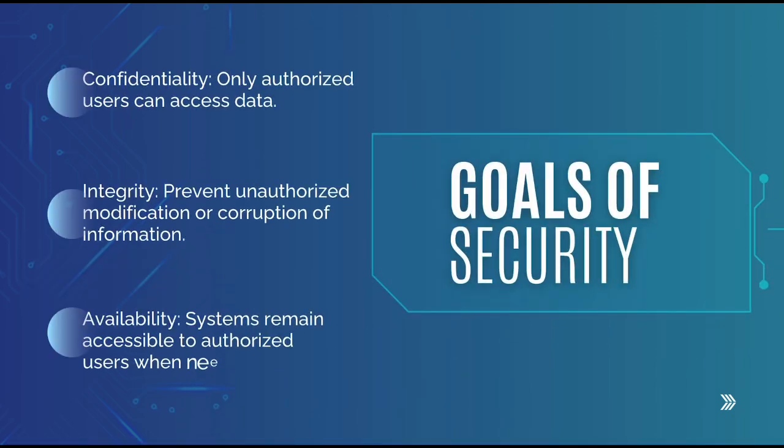When we talk about OS security, we focus on three primary goals known as the CIA triad. Confidentiality ensures that only authorized individuals can access data. Integrity means that the information remains accurate and unaltered unless authorized. Availability ensures that systems and data remain accessible to users when needed. Together, these goals create a balanced security framework that protects both functionality and data reliability.